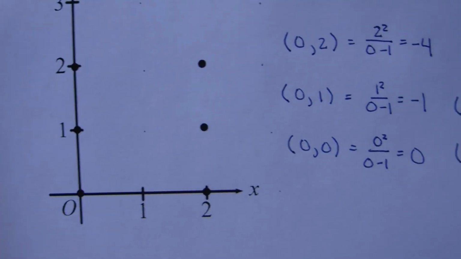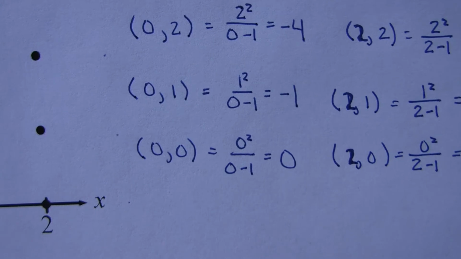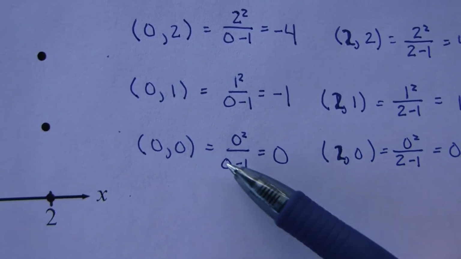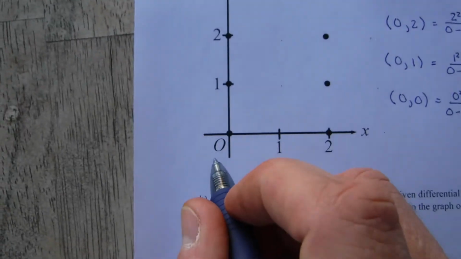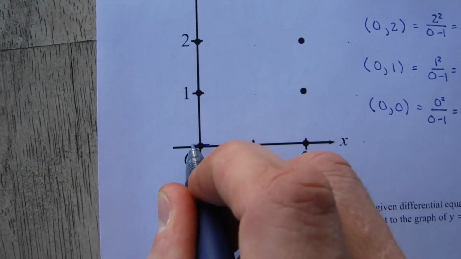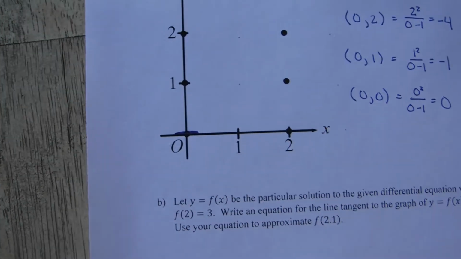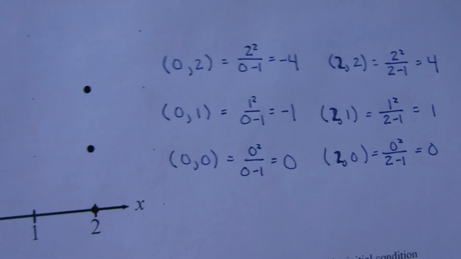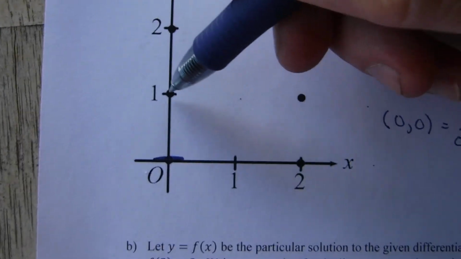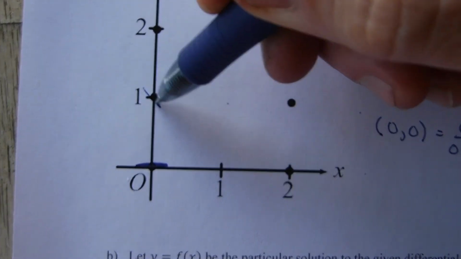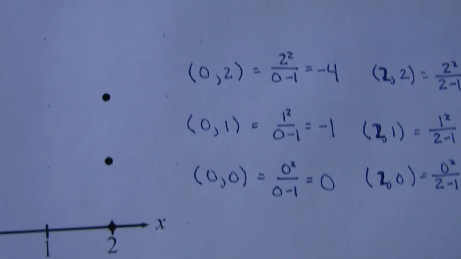So the point (0, 0) will have a slope of 0. I'm looking right down here. (0, 0) will have a slope of 0, so we draw a little dash line with a slope of 0. Then (0, 1) has a slope of negative 1, so it will kind of connect to this idea right here. This will have a slope of negative 1.